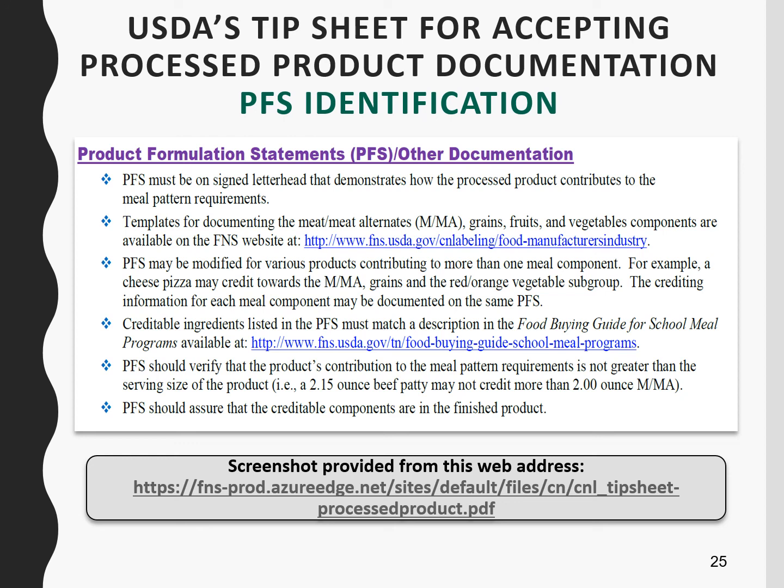Creditable ingredients listed in the product formulation statement must match a description in the Food Buying Guide for school meal programs. Product formulation statements should verify that the product's contribution to the meal pattern requirements is not greater than the serving size of the product. A 2.15 ounce beef patty may not credit for more than 2 ounces of meat or meat alternate. Product formulation statements should assure that the creditable components are in the finished product.